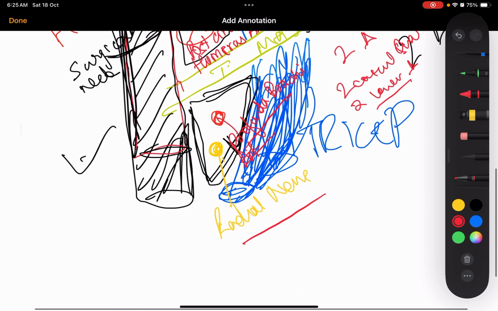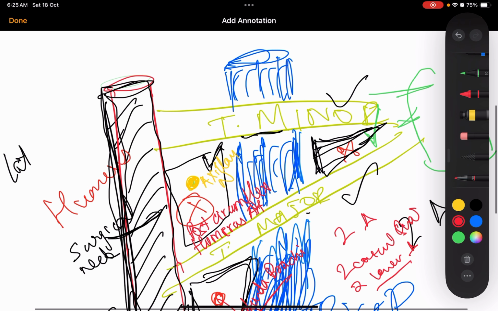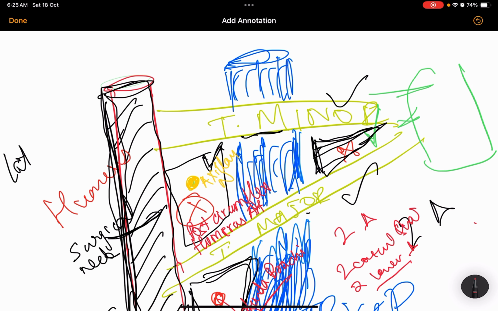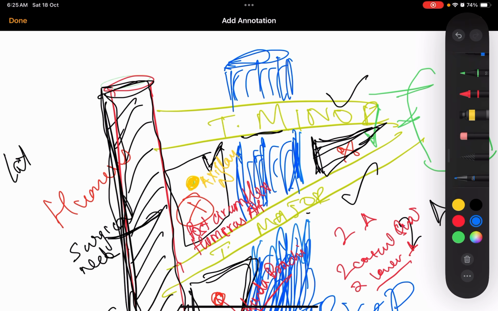Last, the upper triangle that we have left. How is the upper triangle? Superiorly it has the teres minor, inferiorly it has the teres major, but laterally it has the long head of triceps. How? Because this becomes the lateral part for the triangle.